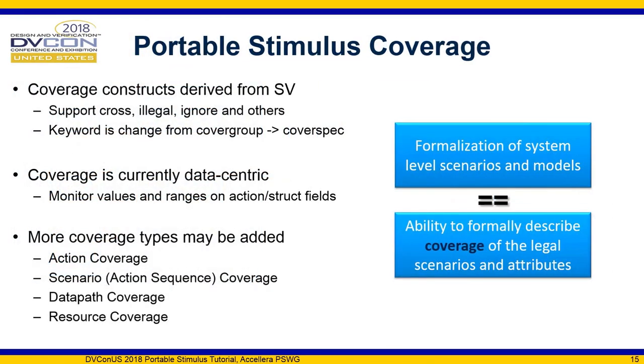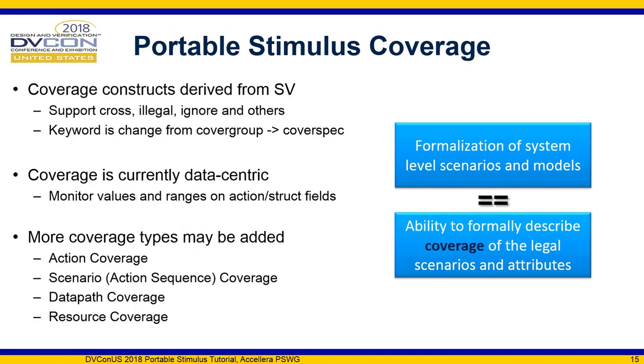We probably want coverage. So portable stimulus is very much thought through in terms of not only providing your stimulus, but also your checks and your coverage. The coverage in portable stimulus is derived very much from System Verilog, so the same notions of crosses, illegal, ignore. One important thing that has changed is we've changed the name cover group to cover spec. And instead of it being event-driven, it's driven based on what variables it's monitoring. So the coverage is currently primarily data-centric. It's measuring coverage on variables. Other coverage concepts are being considered, right?